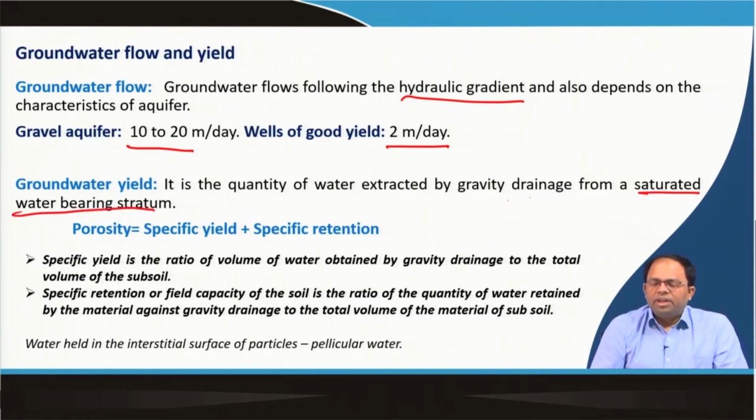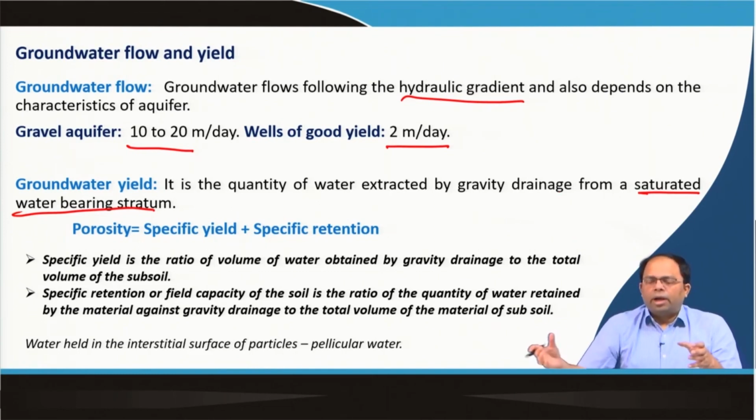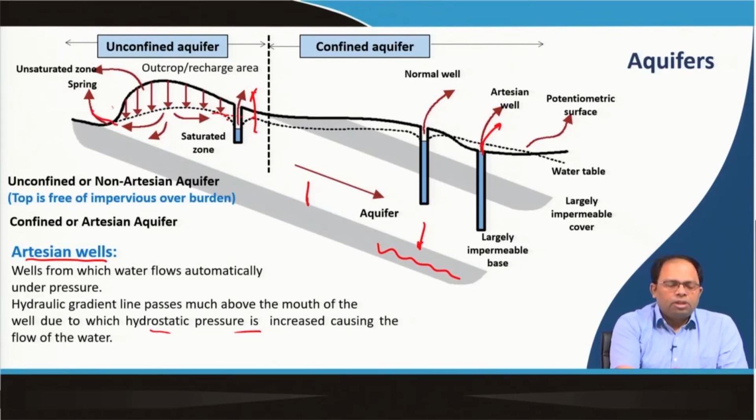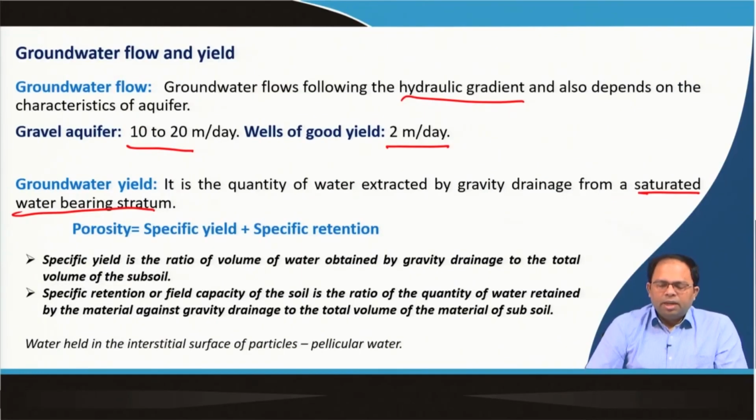Gravity drainage means that if I allow the water to come out at one end, like for example in this particular area, because there is a slope, some amount of water comes out over here, right. Because of the slope, this is the water table and this is where it intersects with the ground. So, some amount of water starts coming out because of gravity drainage. This is a spring, you can say. So how much water will come out?